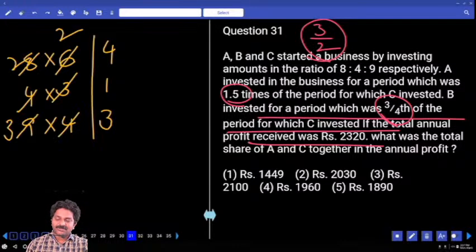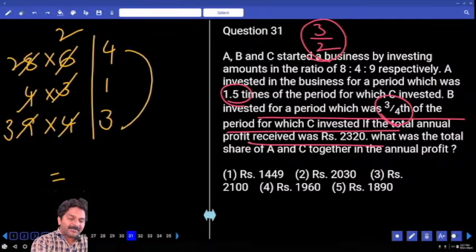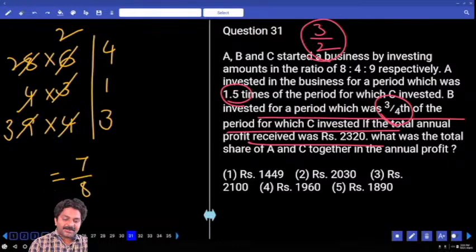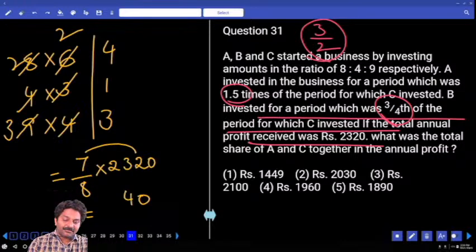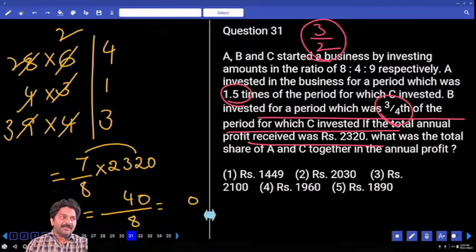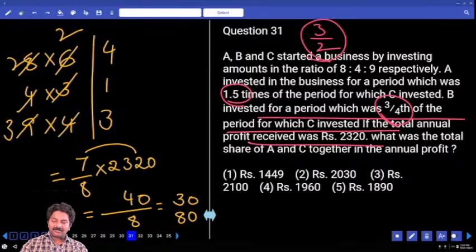Total profit received was 2320. What was the total share of A and C together in the annual profit? A and C both together get 7 parts out of 8 parts of 2320, right? So now we have a 0 in the numerator, that will be there. 7 into 2 ends with 4, and the denominator ends with, forget about 0, 0 will be there as it is. 8 into which number ends with 4? Either 3 or 8. That means the answer must end with either 30 or 80. Second option final.